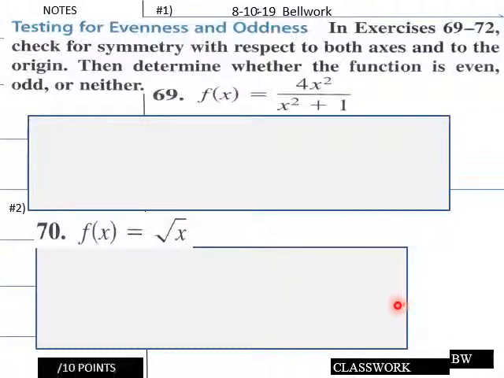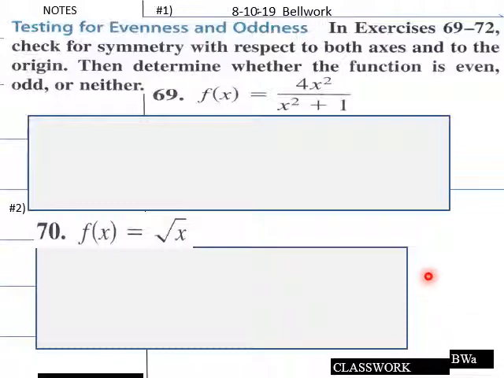Today's bell work, students and teachers. Check for symmetry with respect to both axes and to the origin. Then determine whether the function is even, odd, or neither. So for these, students, 69 and 70, check for symmetry and then determine whether the function is even, odd, or neither. Give your students about 5 to 6 minutes, teachers. See you in 5 or 6. Pause your video for 5 or 6 minutes.